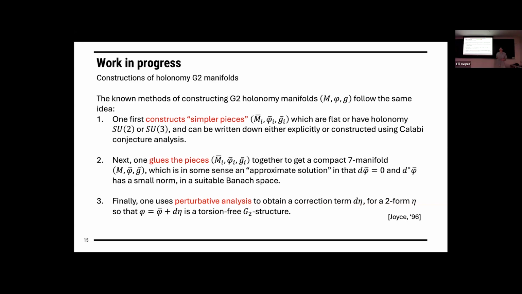Unfortunately, unlike in the case of Calabi-Yaus, there are very few constructions of compact G2 holonomy manifolds. There are just 3 constructions, but they all follow the same kind of procedure. First, you construct some simpler pieces, which are either flat or have holonomy SU(2) or SU(3). Then you glue these pieces together in some way to create a compact 7-dimensional manifold with a G2 structure which is closed but not co-closed. But d star phi has a small enough norm that you can think of it as an approximate solution to the torsion-free G2 structure. And in the last step, it was a result by Joyce that if you have a G2 structure that's closed, not co-closed, but has a small enough norm, then you can perturb to find a nearby one that is torsion-free within the same cohomology class.